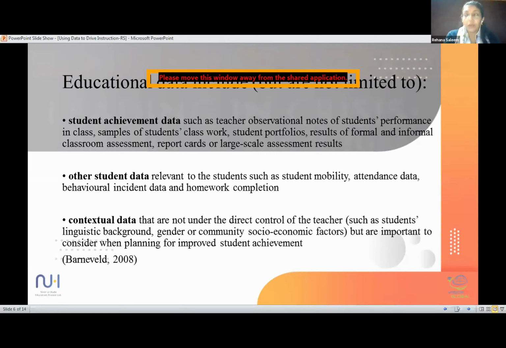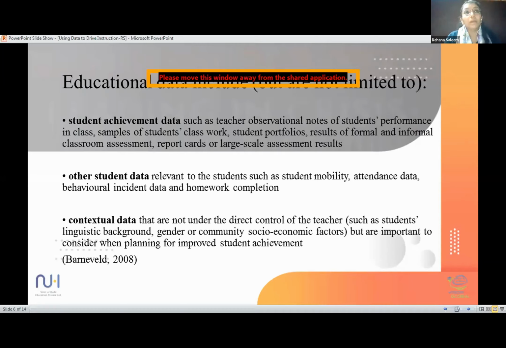Humans are made of emotions, humans are made of feelings. And as teachers as well, it's not always that we can make decisions based on how a child is performing in a certain test. For example, in a specific social studies test or a maths test, we need to get a complete picture. It's like a jigsaw puzzle. We need to bring it all together.